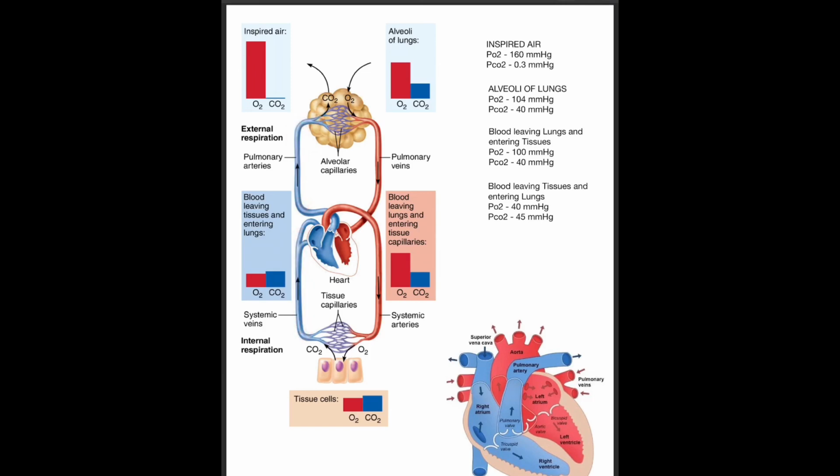Now the partial pressure of carbon dioxide in the alveoli is 40 millimeter of mercury. And what is the partial pressure of carbon dioxide in the oxygenated blood? It is 40 millimeter of mercury. What is the partial pressure of carbon dioxide leaving the tissues? It is 45 or 46. Small fluctuations may happen.